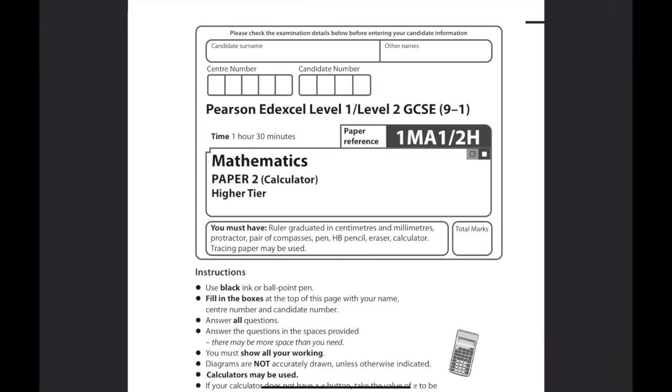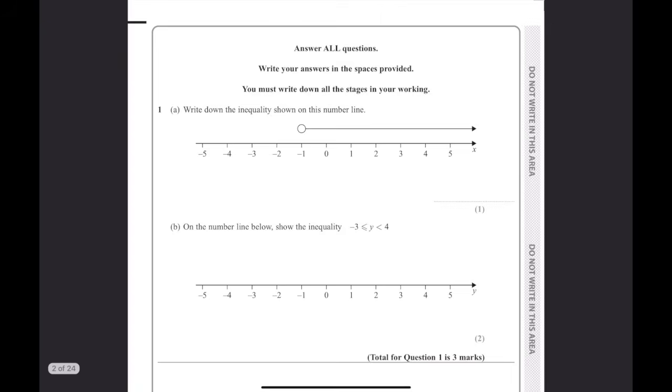So starting off, question number 1, write down the inequality shown on this number line. So we would start off, x is the letter they use, so we're going to use x here. It's a hollow circle and it's going towards the greater than, so it's just going to be a greater than, not equal to, minus 1.